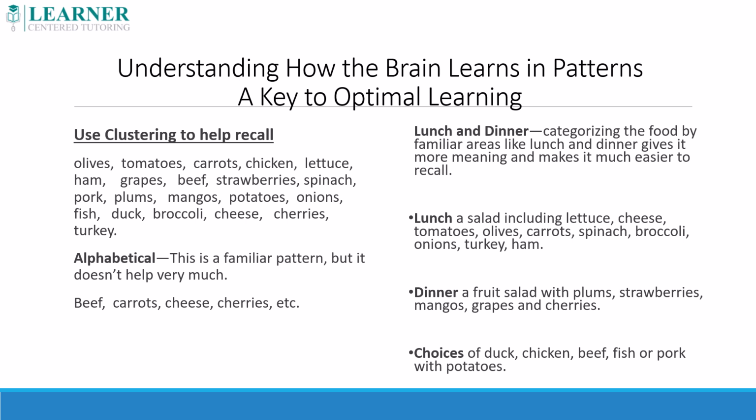Example: lunch, a salad including lettuce, cheese, tomatoes, olives, carrots, spinach, broccoli, onions, turkey, and ham. Dinner, a fruit salad with plums, strawberries, mangoes, grapes, and cherries, and choices of duck, chicken, beef, fish, or pork with potatoes. Organizing the foods like this makes the long list much easier to remember. It still takes time and effort, but both are decreased by clustering.